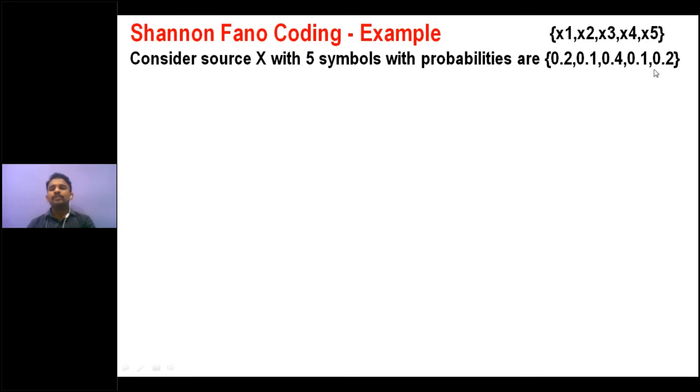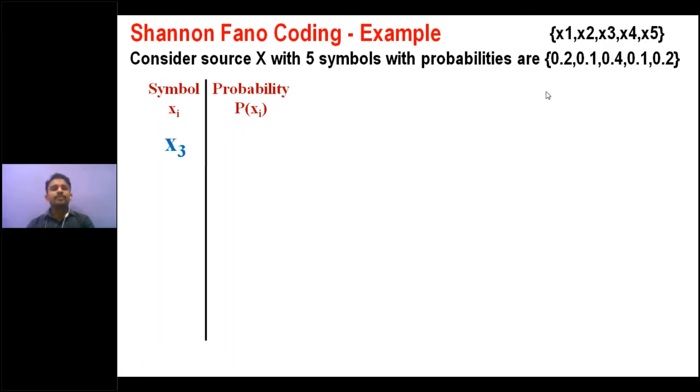Now, out of the 5 given symbols, which one has the highest probability? 0.4. So 0.4 is the highest probability, and we have 2 symbols with probability 0.1, which are the lowest. First of all, take 2 columns with the symbol xi and its respective probability p of xi. In this example, the highest probability is 0.4, which is symbol x3.